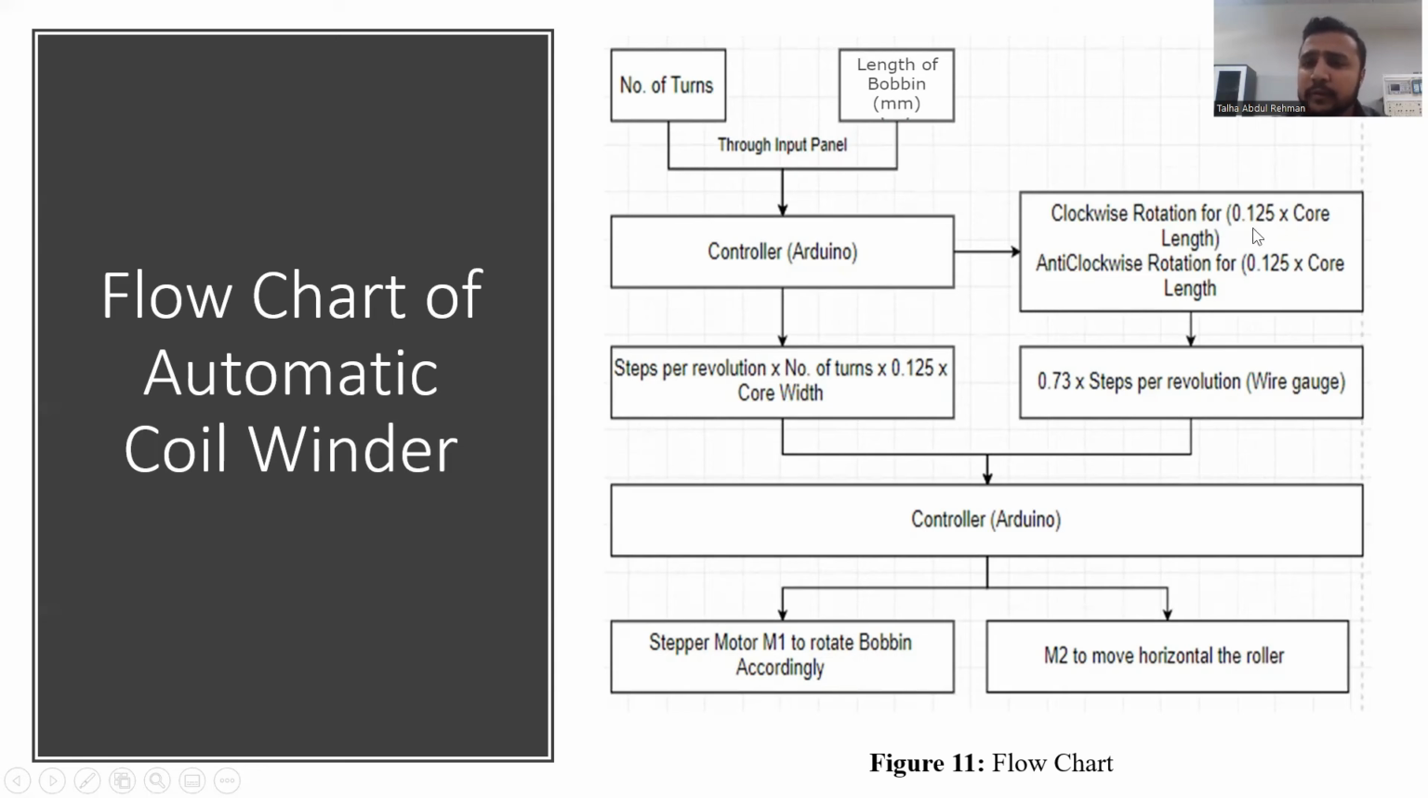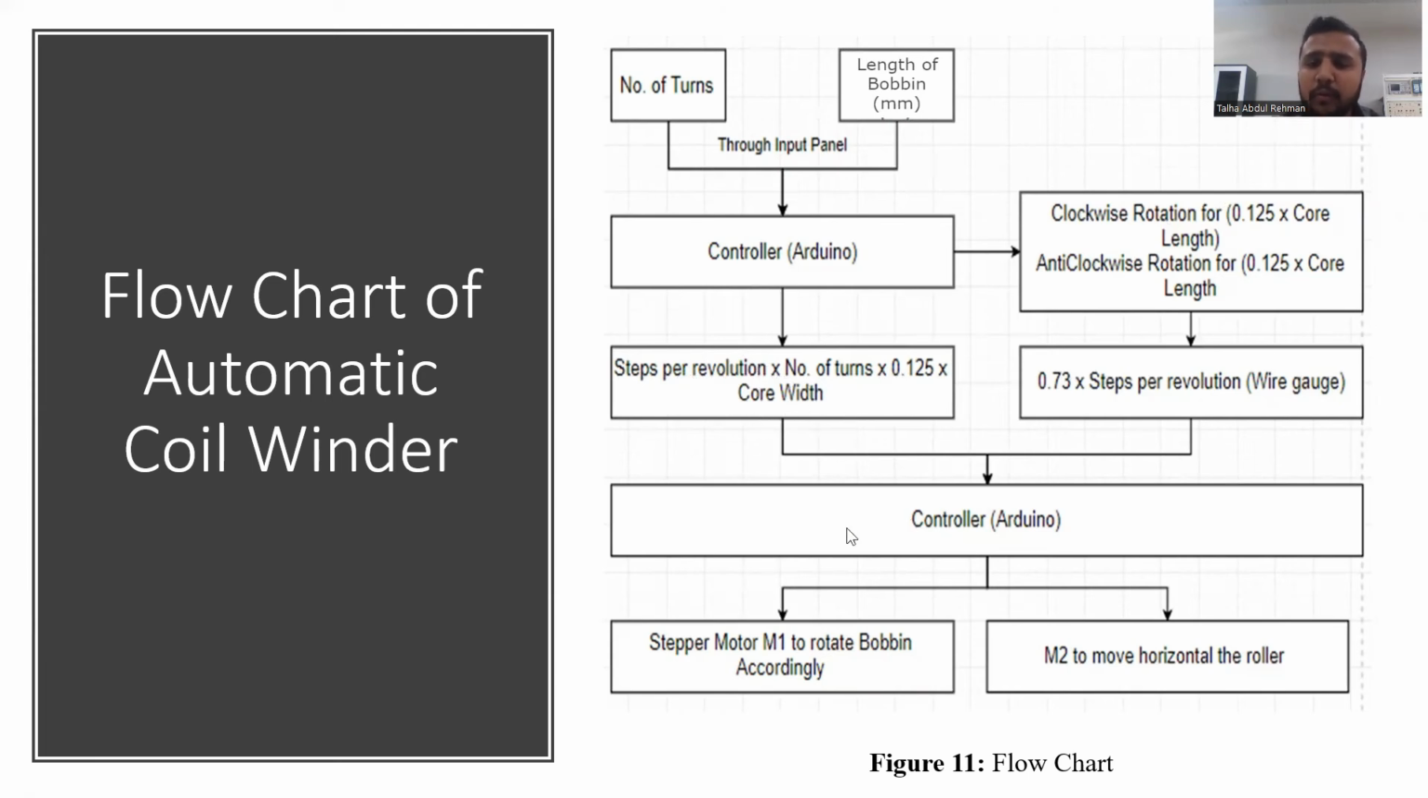So for that, we have to come through this. For one step of a stepper motor, it will cover around 1.125 meter distance. So that's why we use this for rotation, and then we multiply this part with 0.73 into steps per revolution. Steps per revolution is 200 steps for a stepper motor, so we use 200 steps and multiply 0.73 with it. This is used for one motor, that is for the bobbin rotation. The other motor is used for horizontal movement. In that case, we multiply the number of turns and other factors with it.